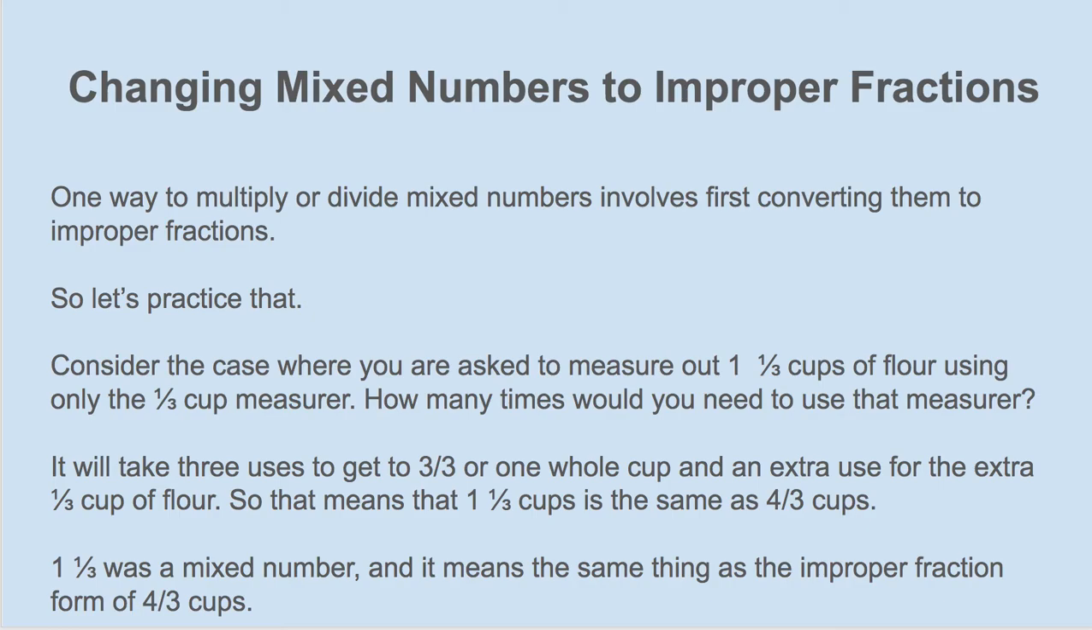It will take 3 uses to get to 3/3, or 1 whole cup, and an extra use for the extra 1/3 cup of flour. So that means 1 1/3 cups is the same as 4 uses of the 1/3 cup, or 1 1/3 cups is the same as 4/3 cups. 1 1/3 was a mixed number, and that means the same thing as the improper fraction form of 4/3 cups.